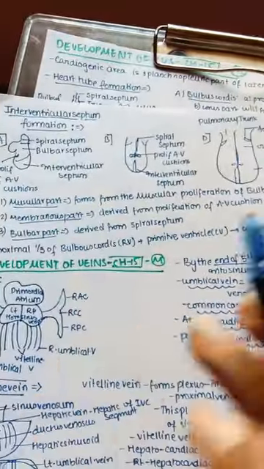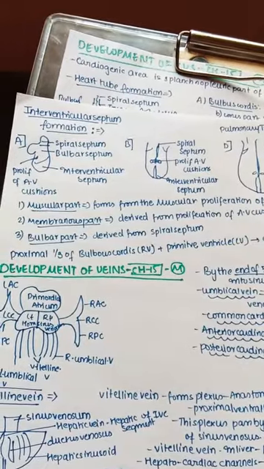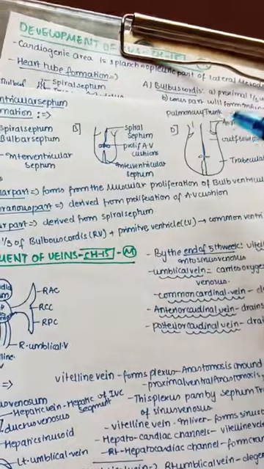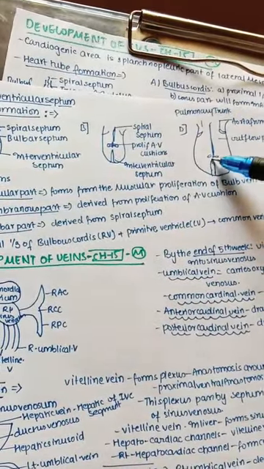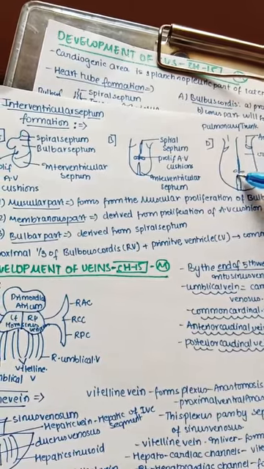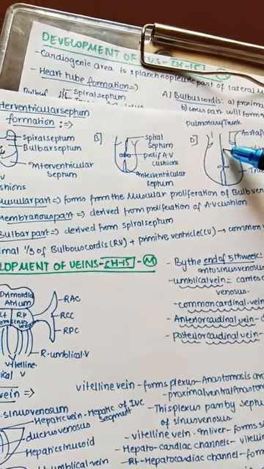So now we'll see how those structures form. Actually, our interventricular septum has three main parts: the muscular part, the membranous part and the bulbar part. For example, if you think this is an interventricular septum, this lower one is called the muscular part, this upper one is called the membranous part, and the more upper one is called the bulbar part.